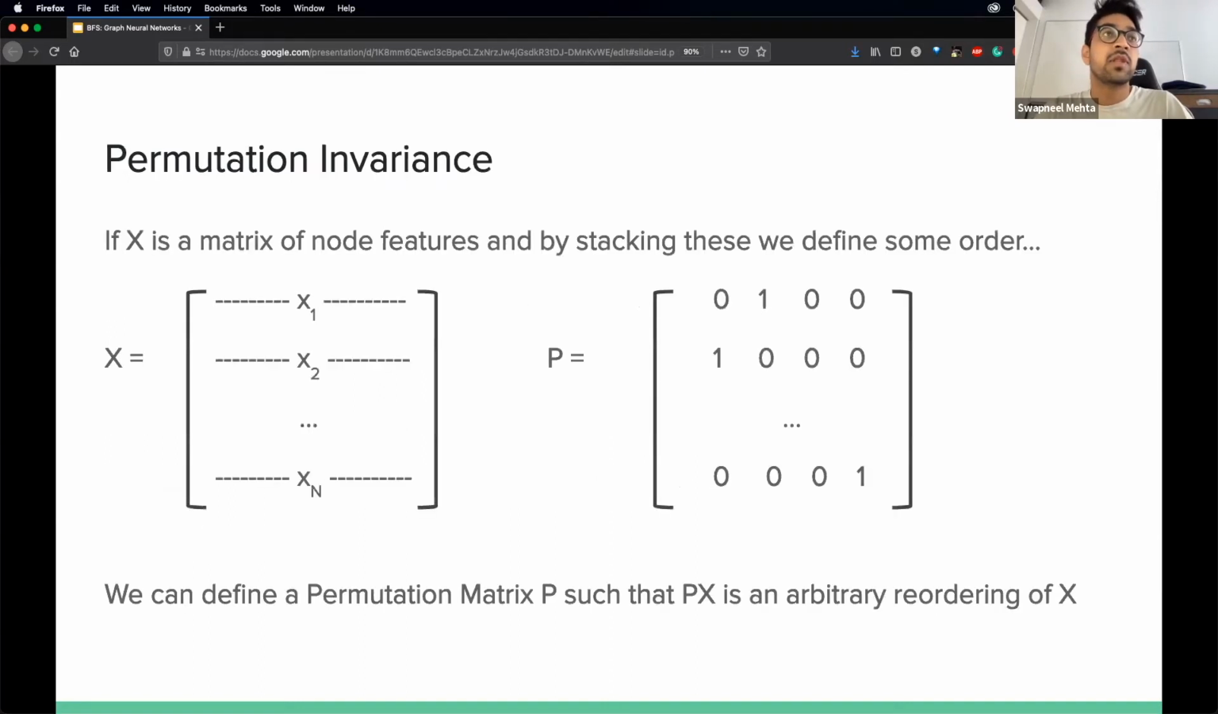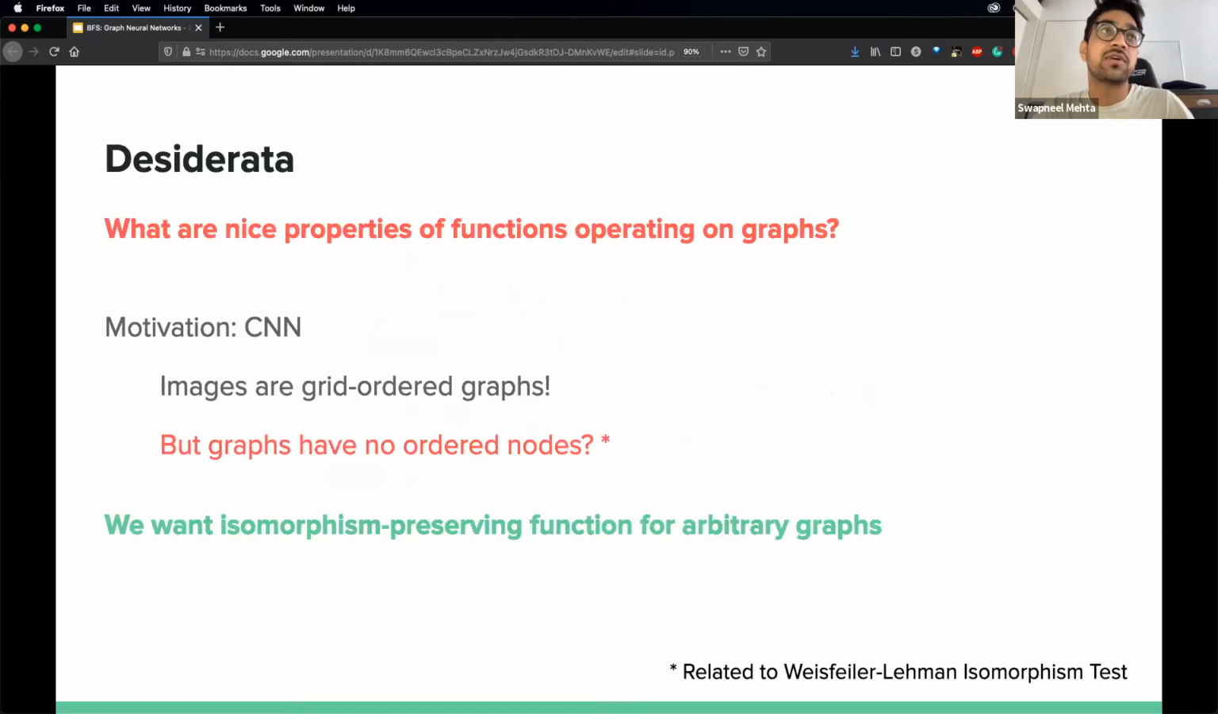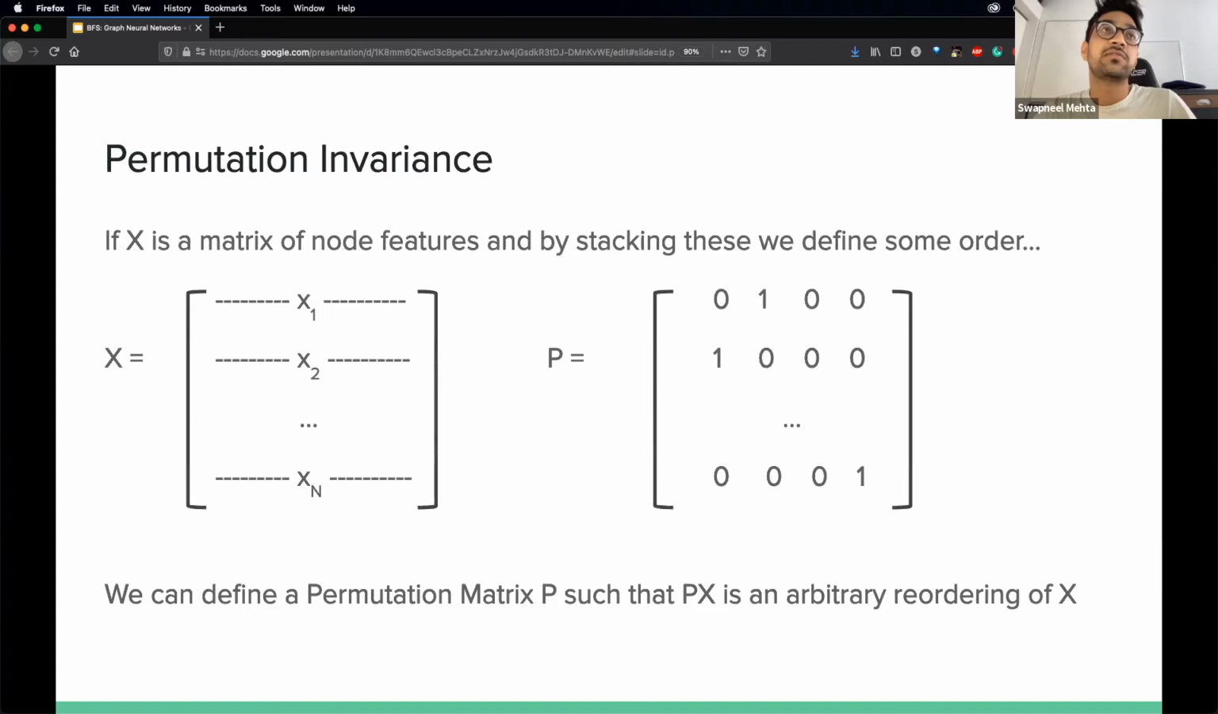Okay, so the first thing we care about, going back to the desiderata for functions. Desiderata is what we want. We want isomorphism preservation, but it starts with this idea of permutation invariance. So if you think about graph level tasks, go back to our drug prediction. We want to predict for that entire molecule, is this going to be fighting that bacteria or not? So that is a graph level task.